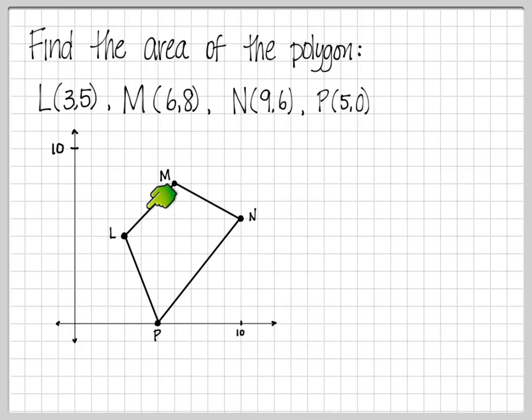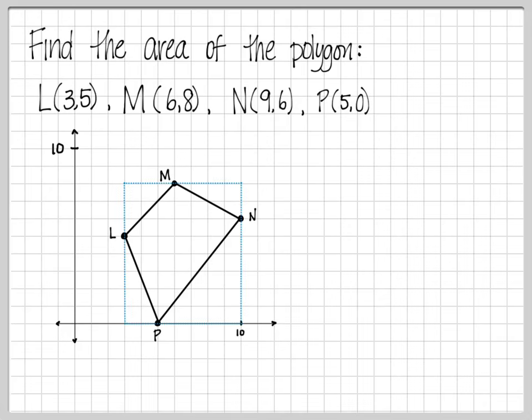So these two sides are not parallel. There are no parallel sides. Therefore, this is an irregular polygon. It's not a parallelogram or any of the types of parallelograms we know. It's not a trapezoid and it's not a kite. So therefore, we have to use how to find the area of our irregular polygon.